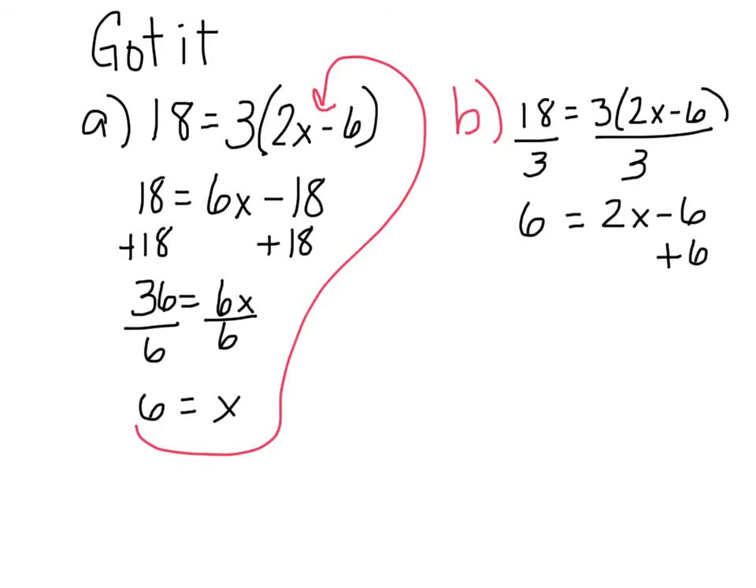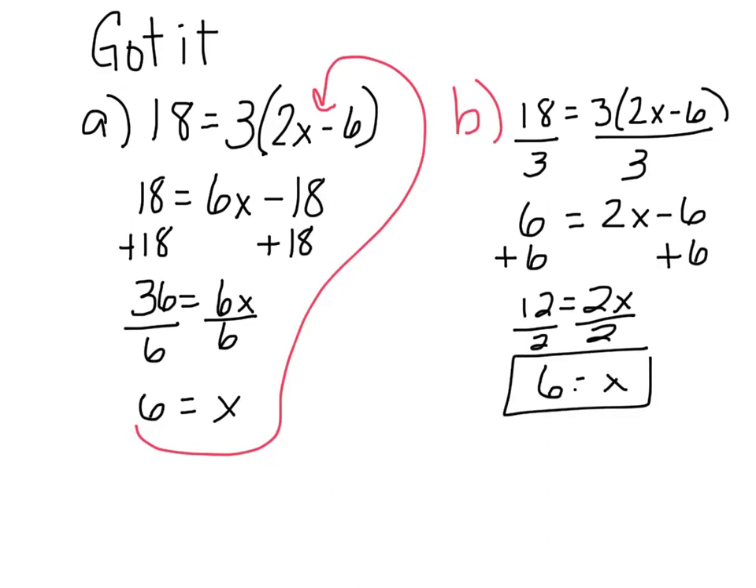You then could add 6 to both sides. 12 equals 2x. Divide by 2. And you're going to get the same answer, x equals 6. Either way is an appropriate answer to do this.